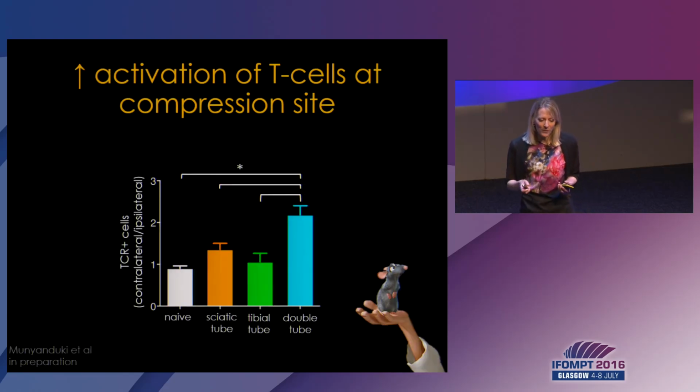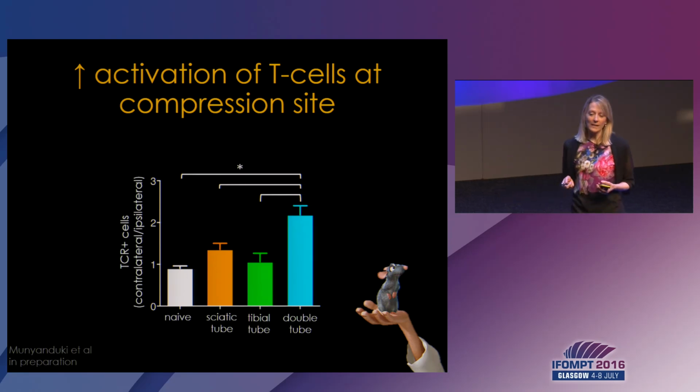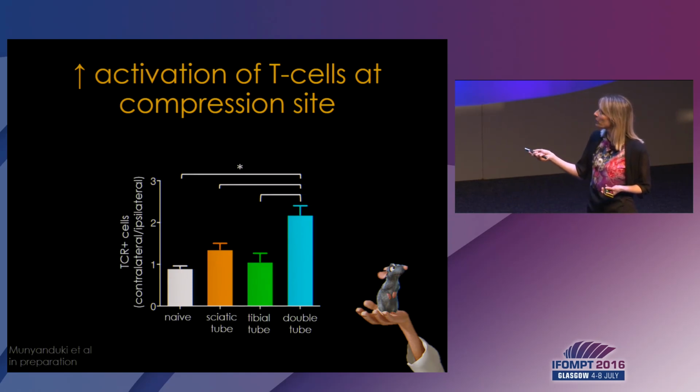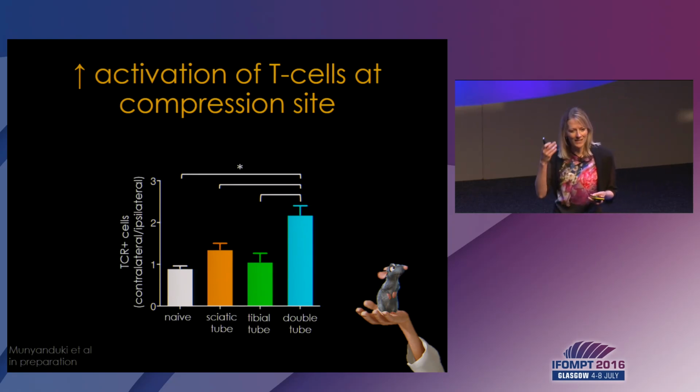Now, I would like to show some of the work that our student Henry Munyanduki has been doing back in Brisbane, where he looked exactly at that paradigm in an animal model. If he puts a tube only around the sciatic nerve, there is a slight increase of T cell reaction. If he puts a slight tube around the tibial nerve, there is probably a bit, but not much at all. But if the rats receive first a sciatic tube, then a tibial tube, so a double crush basically, there is an exacerbated reaction and activation of these T cells, which seems to support the hypothesis that these T cells have somehow been conditioned and have formed a memory.